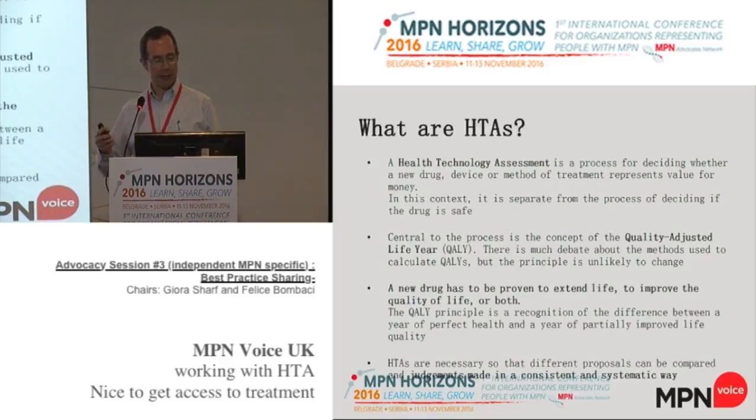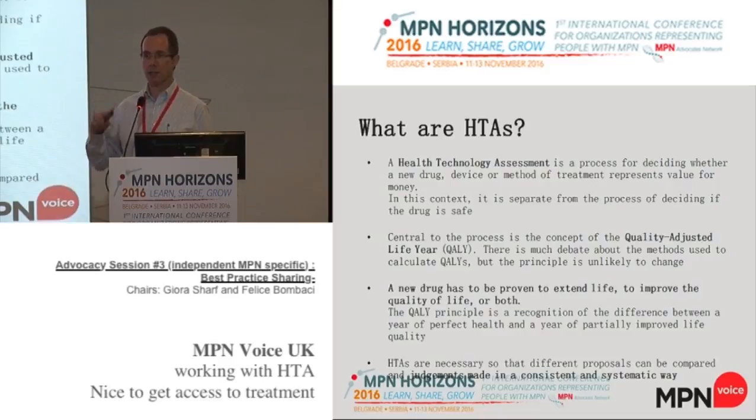So an HTA, a health technology assessment, is a process for deciding whether a new drug, a device, or a method of treatment represents value for money. Extremely important process. In this particular context, it is separate from the process of deciding whether a drug is safe. HTAs are all about whether or not it's a good idea from an economic point of view to fund a particular drug.